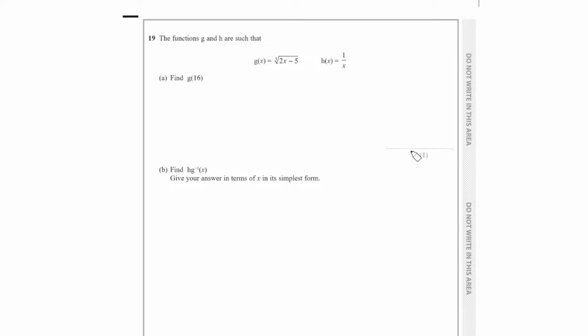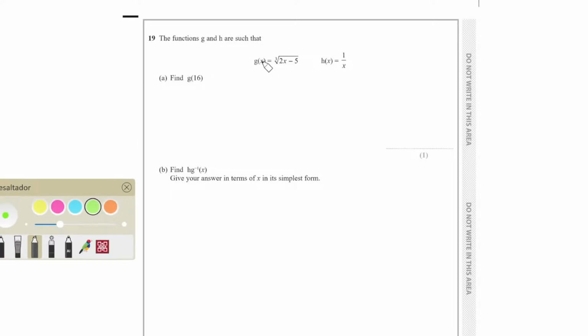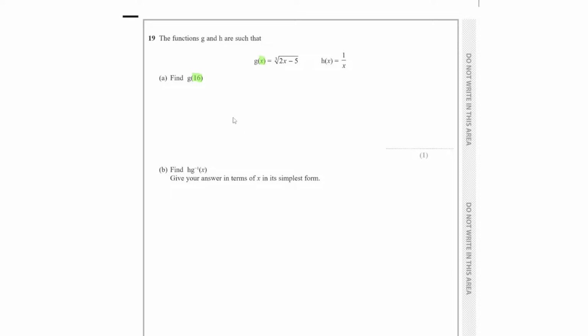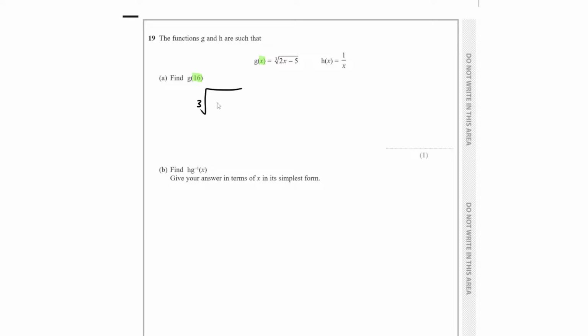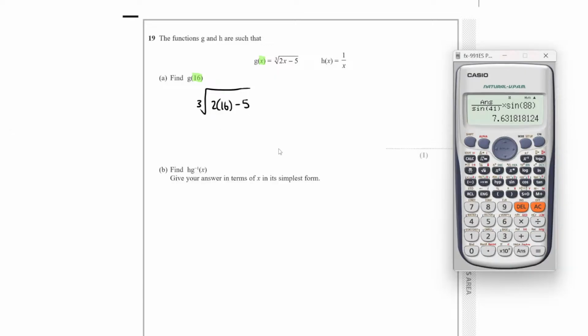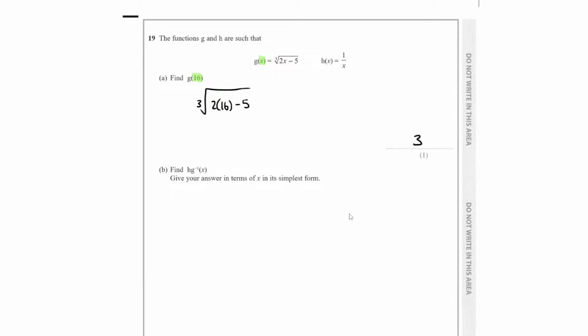This is just a normal function is what I'd call it, as in all I need to do is, you see how the only thing that's changed is that there used to be an x, now there's a 16. So what they're saying is when x is 16, you just sub in 16 to obviously the g function. So that's 2 times 16 instead of x, minus 5. Now, you could actually work that out yourself, or you can put it in the calculator, it's up to you. It's not a decimal answer, so you can work it out manually if you want to. Minus 5, 3. Okay, that's probably the most simple, straightforward question. Obviously, it's only 1 mark for a reason.